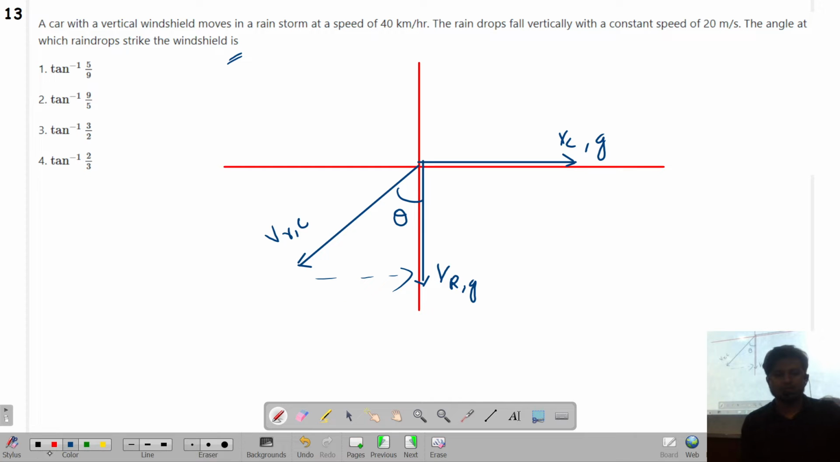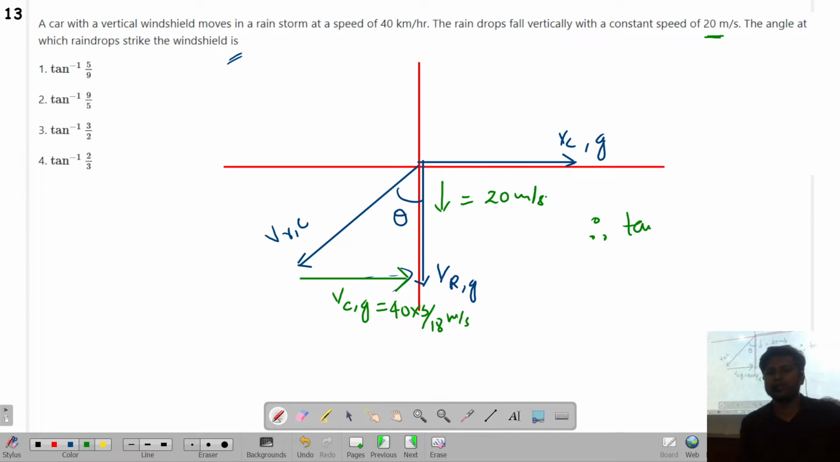Now try to see, this velocity of car with respect to ground is how much? This is the velocity of car with respect to ground, and that is equal to how much, guys? 40 km per hour. So 40 into 5 by 18 meter per second, since it is in meter per second. And what is the velocity of rain? 20 meter per second.